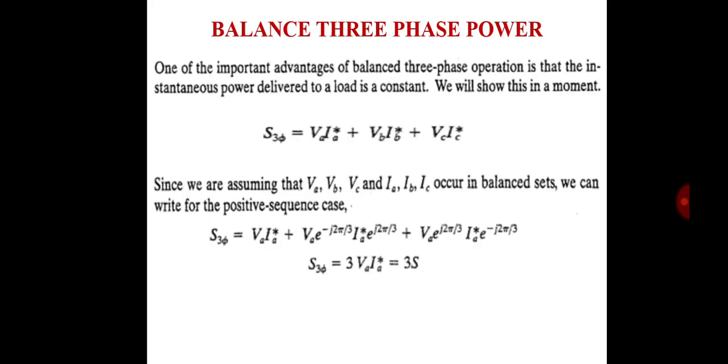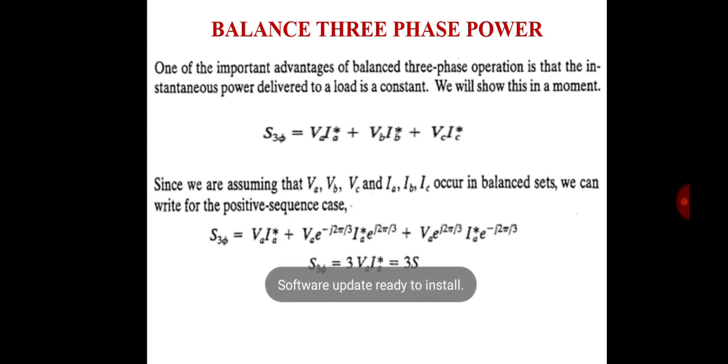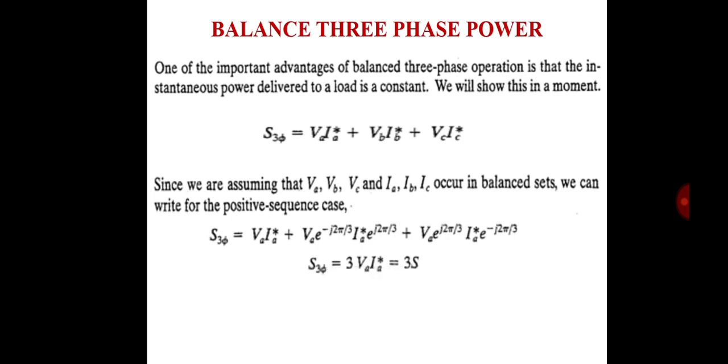Now balanced three-phase power. One of the important advantages of balanced three-phase operation is that the instantaneous power delivered to a load is constant. What is the instantaneous power delivered to a load? We will show this in a moment, as S three-phase is equal to VA IA conjugate plus VB IB conjugate plus VC IC conjugate.